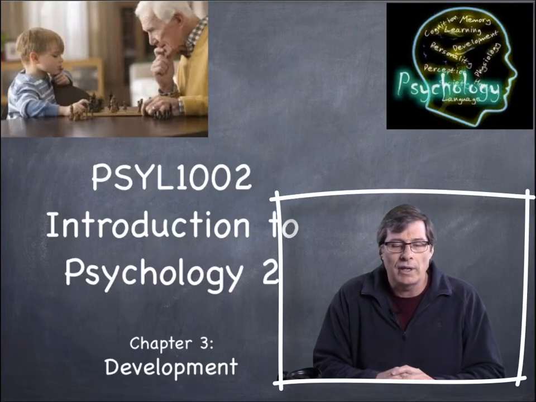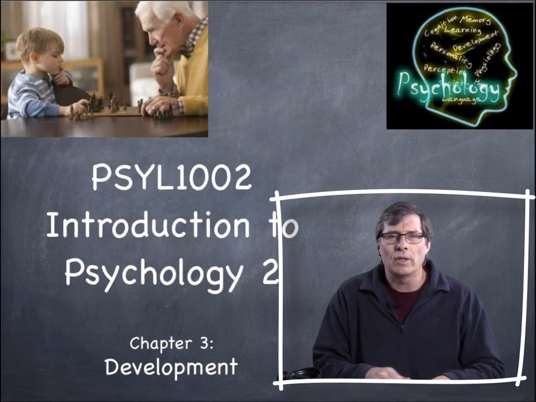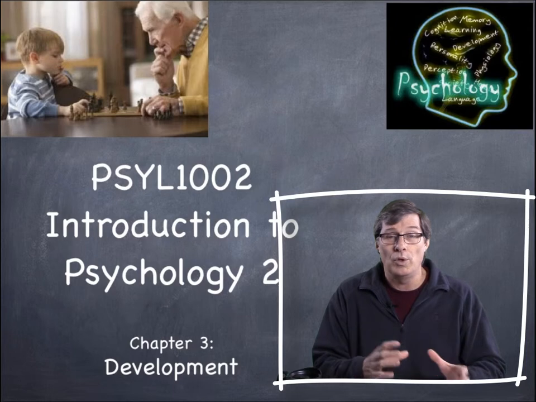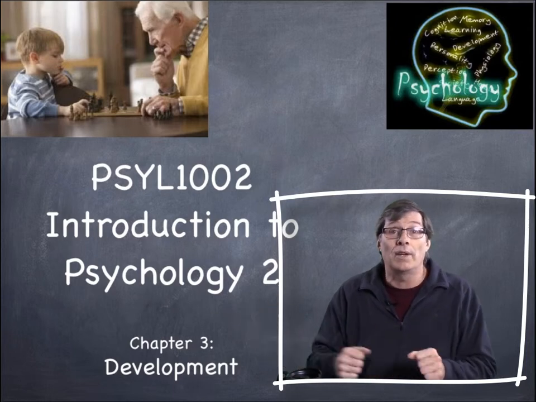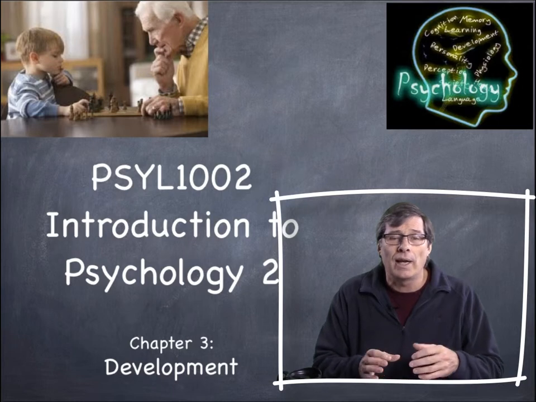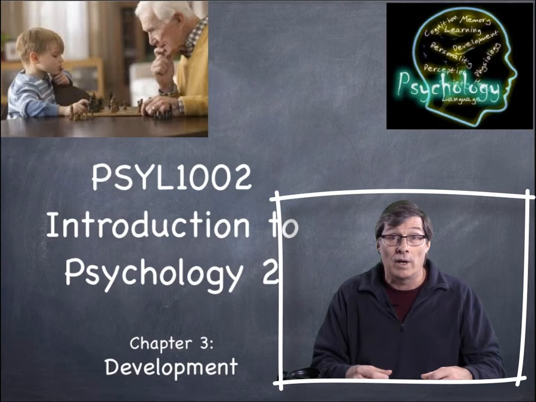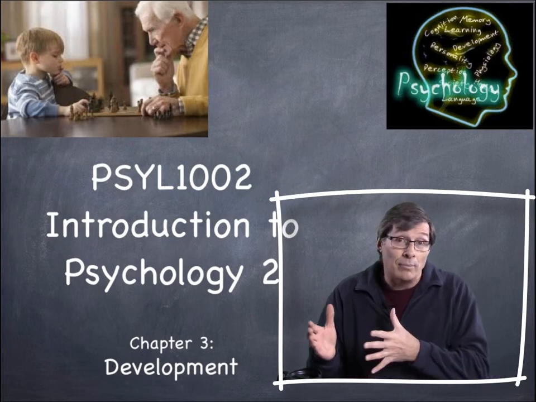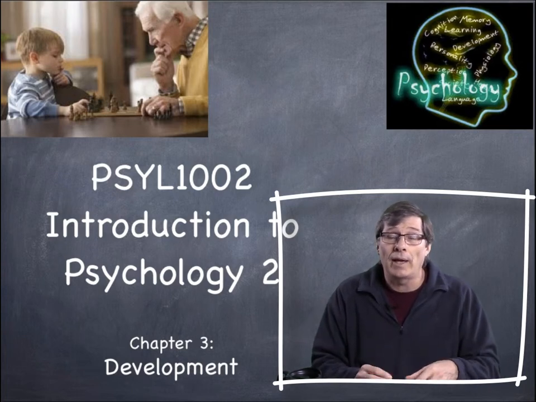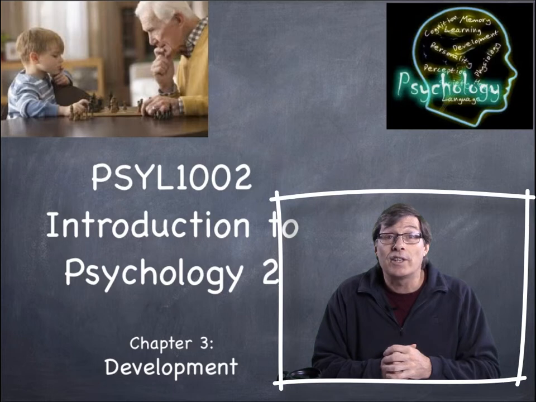We're now starting Chapter 3, Developmental Psychology. What we're going to be doing here is looking at how we develop through a lifetime, and we're going to look at a number of different theories. We'll look at development as it relates to our physical body and the growth and development. And then we'll also look at cognitive development and moral development in the second video. So let's get started right away.